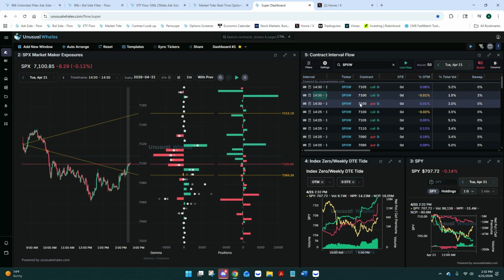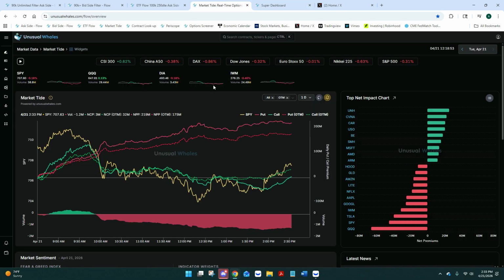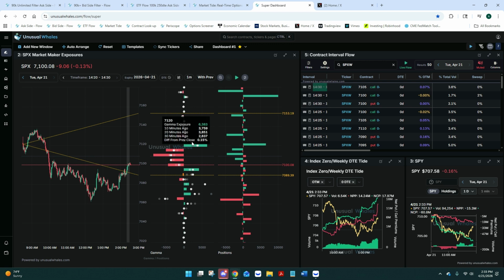Again, you're seeing 0 DTE calls come in. They're pretty heavy there, and your market tide's slightly picking up a little bit. So we'll see where we finish. It might be a little rangy here again. That last half hour has a lot of position changes, people closing out contracts for the day.